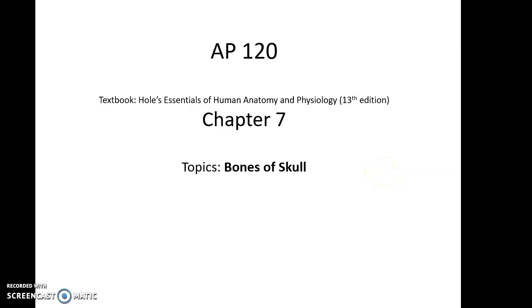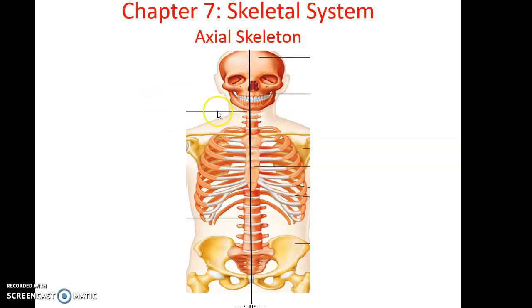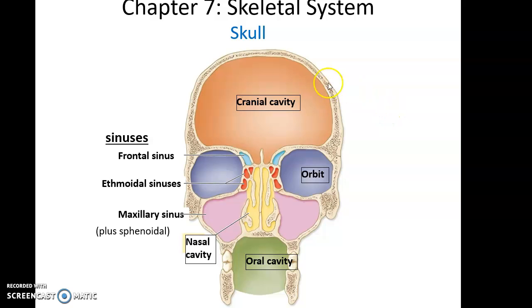AP 120, Chapter 7, Bones of the Skull. So we're moving on to the axial skeleton, and we're going to start off with the skull. Turns out the skull has a lot of spaces within it.